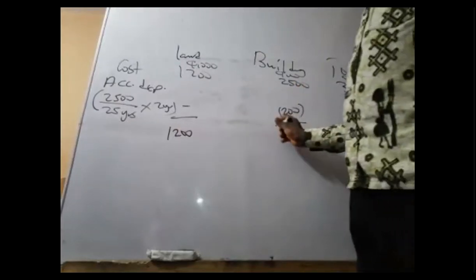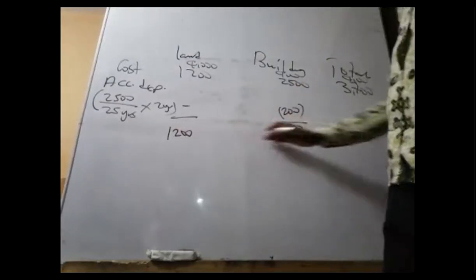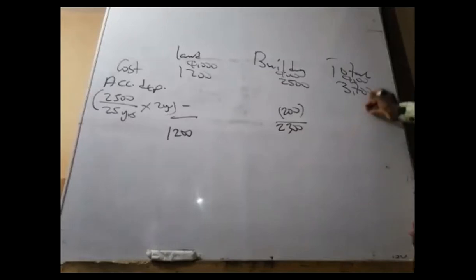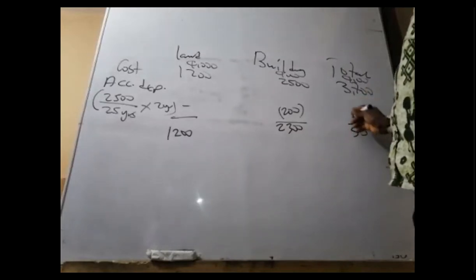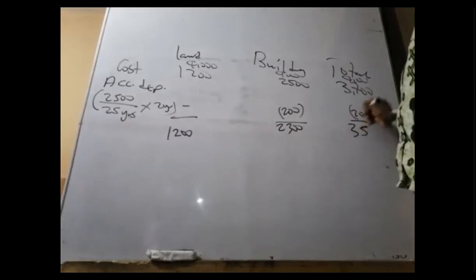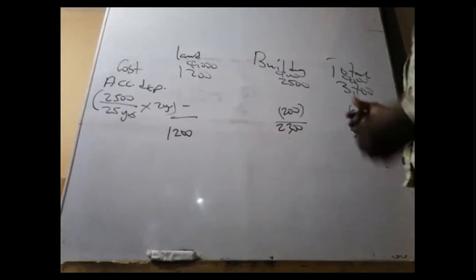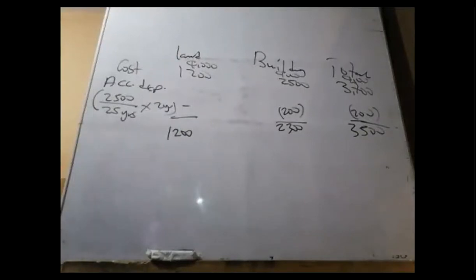So the carrying amount for land is 1,200, and for the building is 2,300, giving us a total of 3,500. I hope you get it. There is a past question, Corporate Reporting, May 2017, question 2AI. This is the carrying amount at the date of transfer.